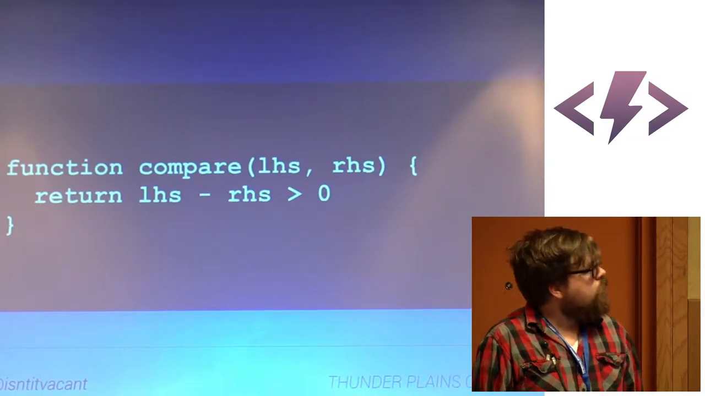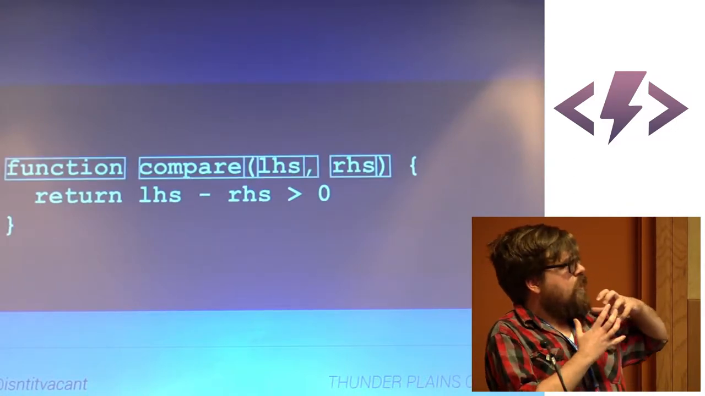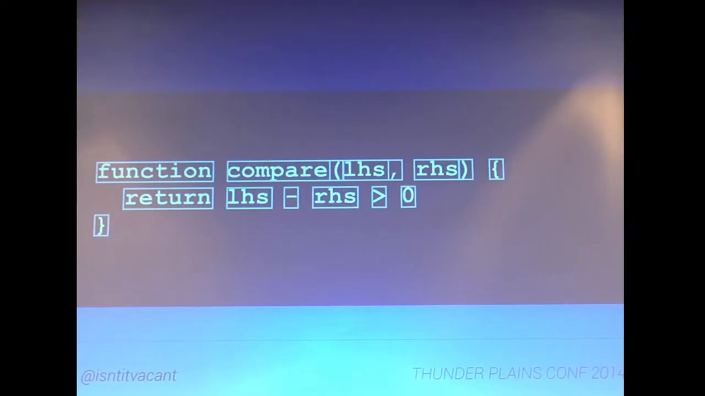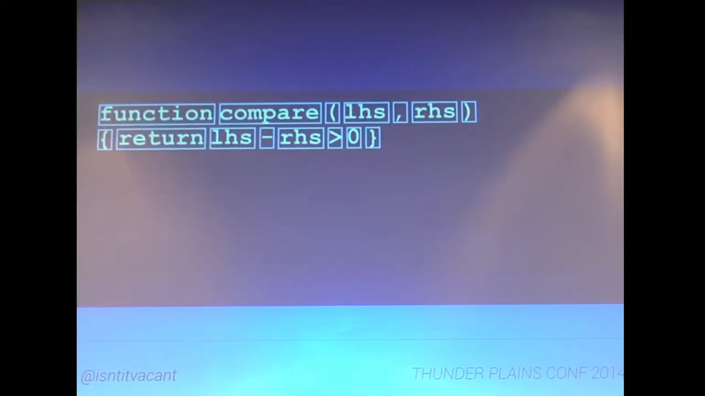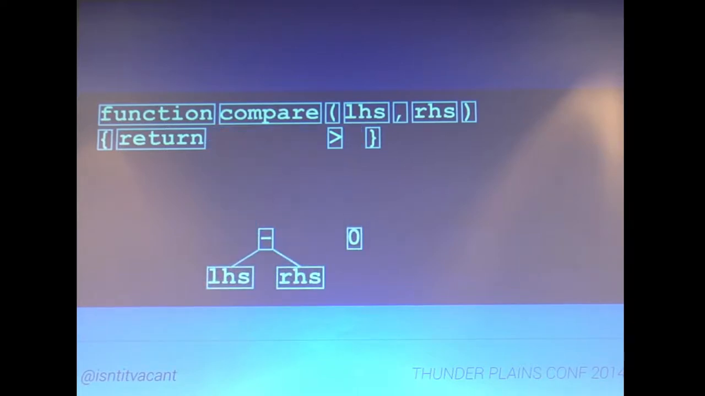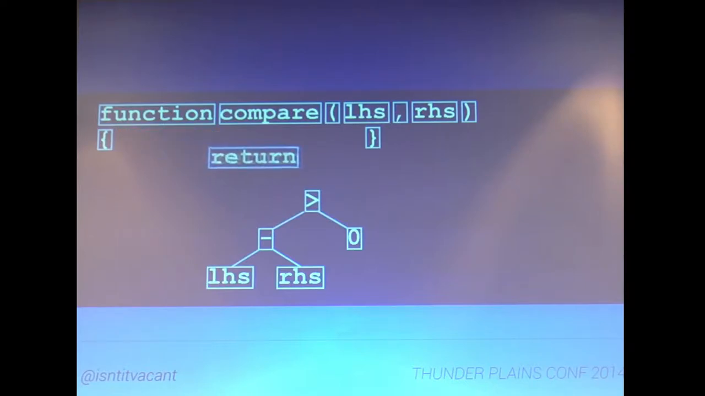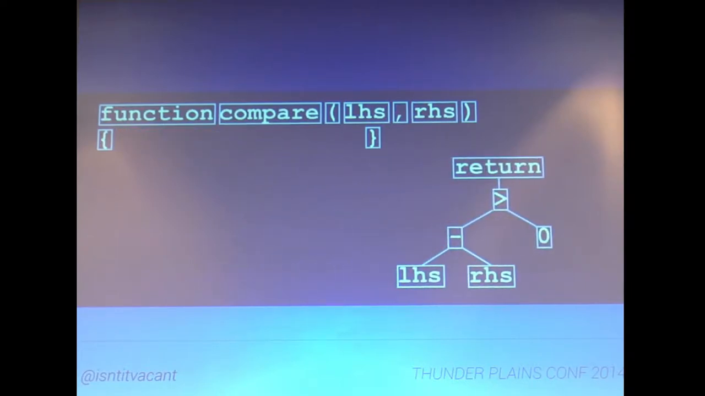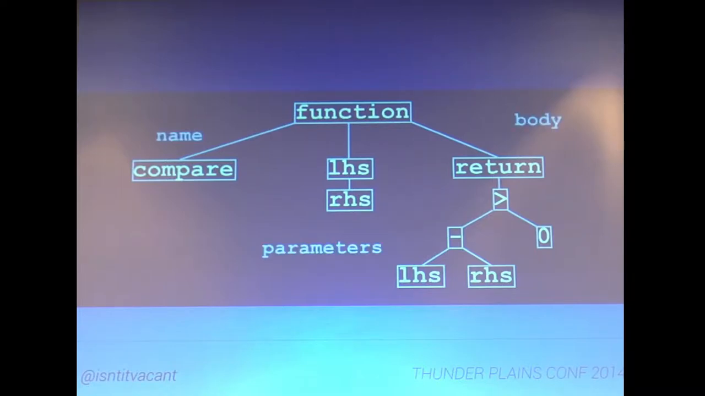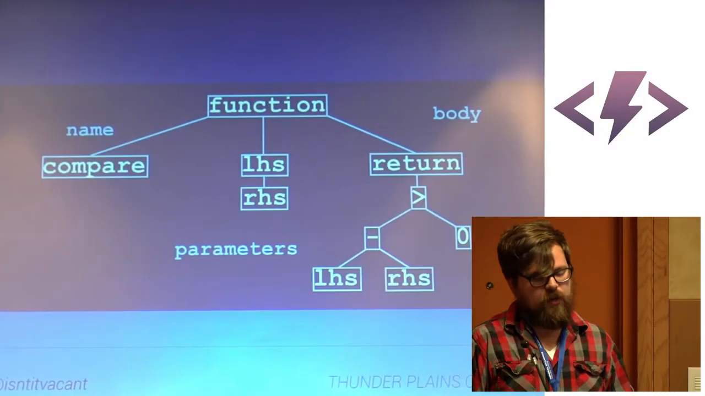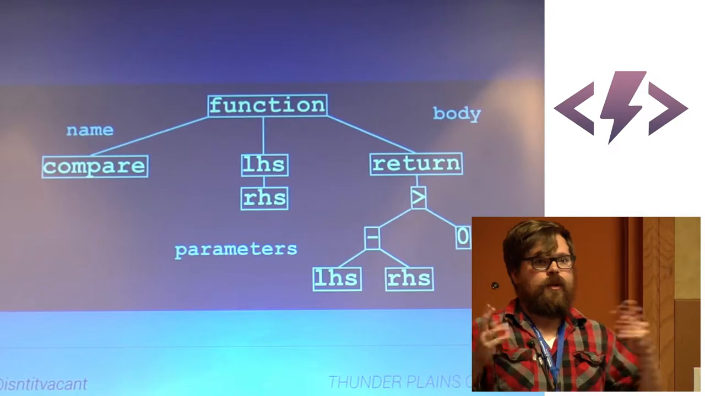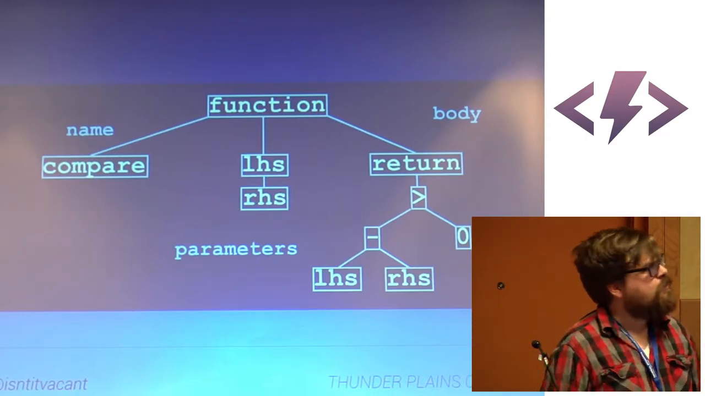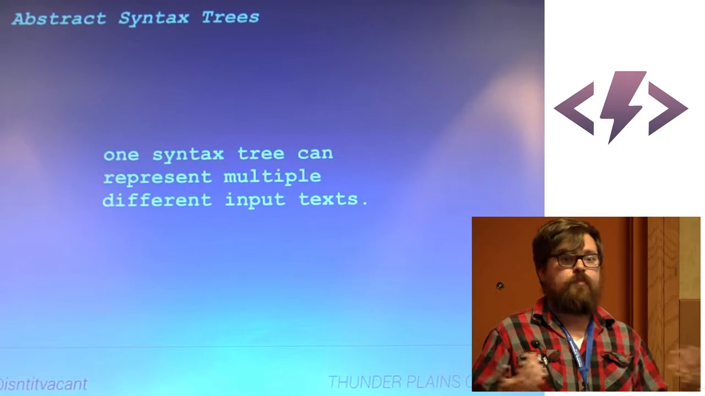But there's treachery afoot. We can actually make a truer representation of this, a derivation, by turning it into a stream of tokens, discarding spaces, and building a tree out of it that represents the structure of the program. We start to lose information, like those braces and parentheses and spaces, comments. We end up with something like this, an AST. And it has one really important property that's germane to what is a program: one syntax tree can represent multiple different input texts.